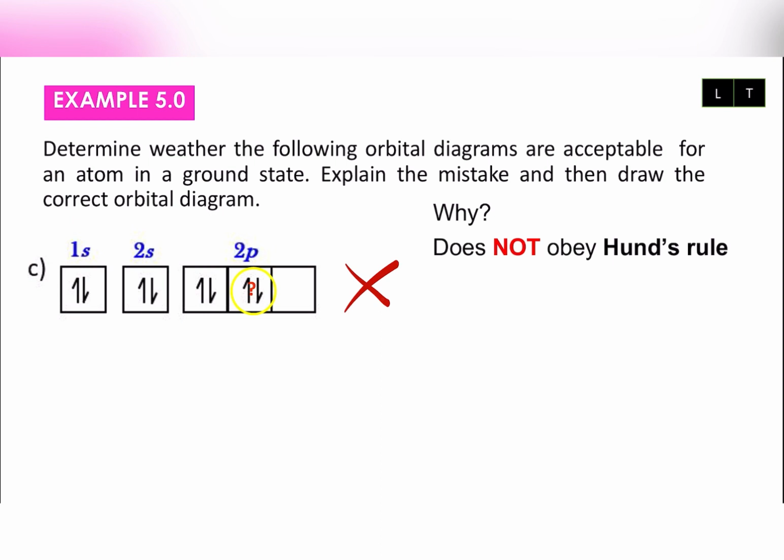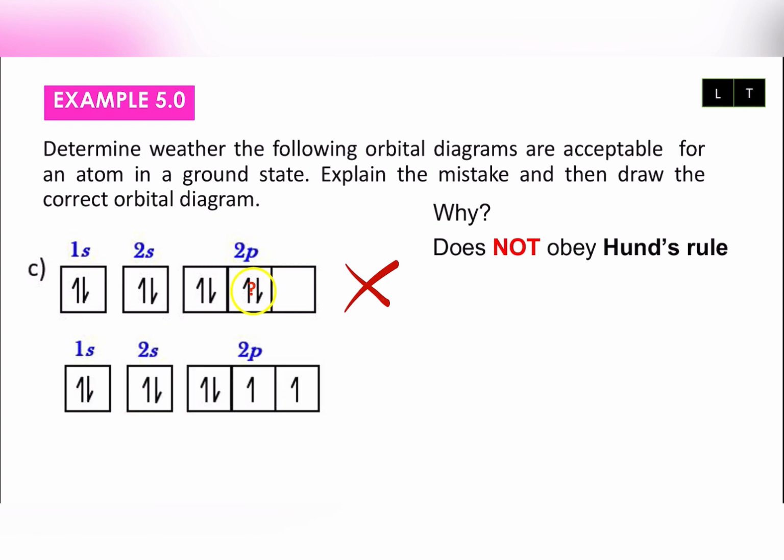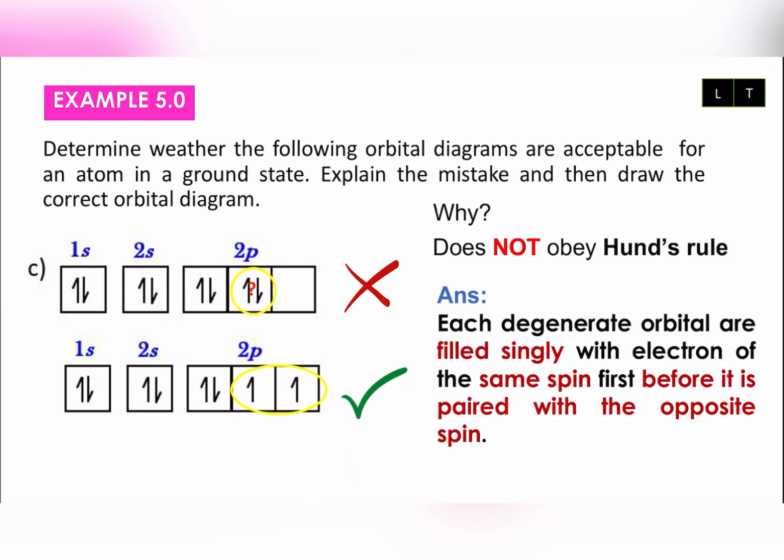So if you want to write the correct orbital diagram, I just bring one electron here as a single electron with the same spin. Just like this diagram, you can see we fill in with positive half first and then the one more left as negative half, starting from left to right for degenerate orbitals. So this is the correct orbital diagram because each degenerate orbital is filled singly with an electron with the same spin first before it is paired with the opposite spin.